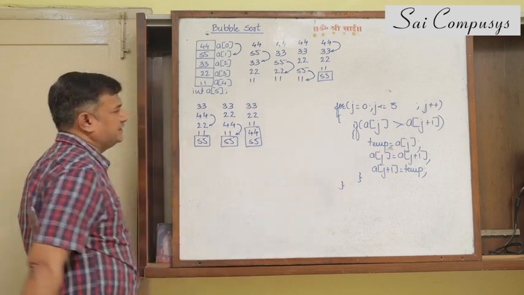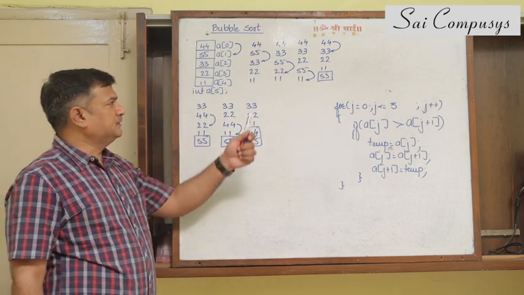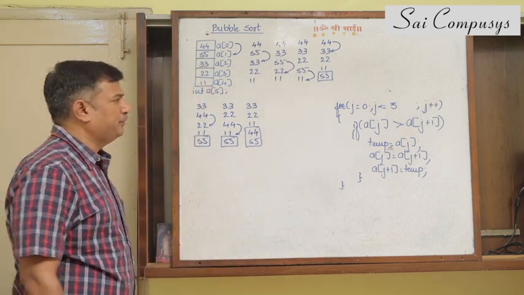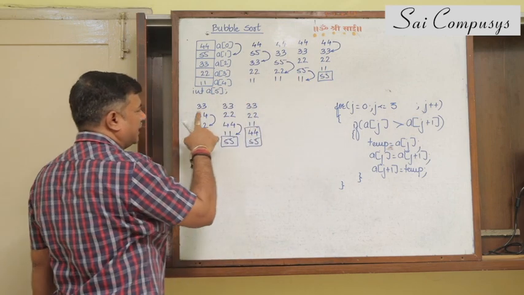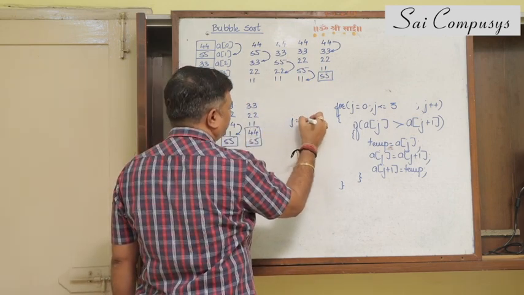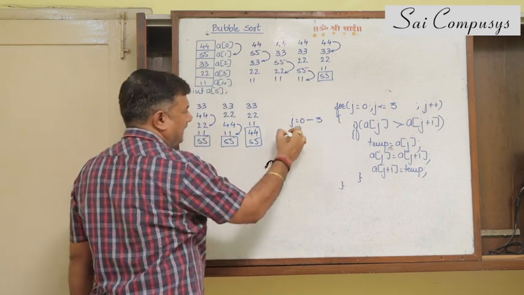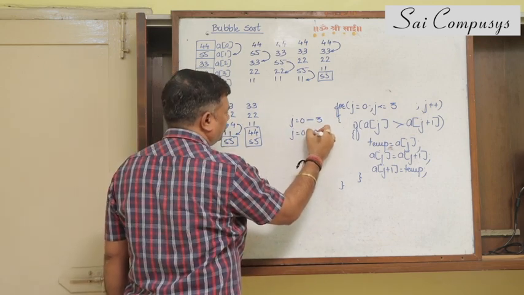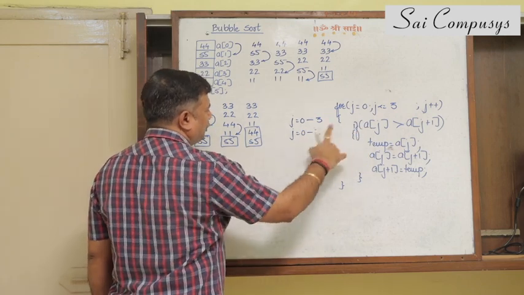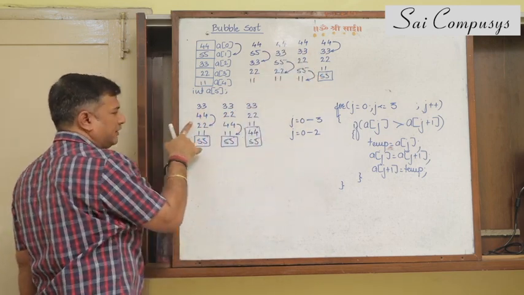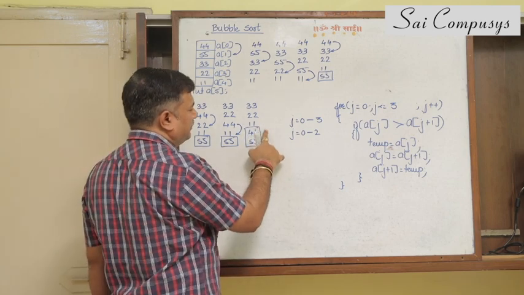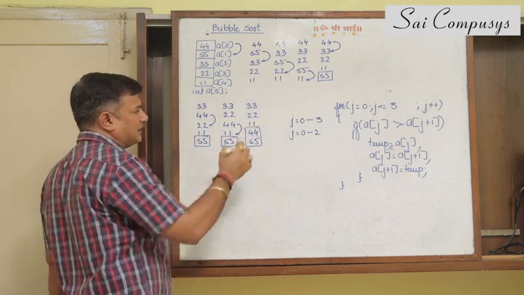That means the same loop of j has to be repeated. So the first time it was repeated till this, that is A3 with A4. Now the loop of j has to be repeated A0 with A1, A1 with A2, A2 with A3. So I think first time the loop of j varied from 0 to 3. Next time it has to vary from 0 to 2. Why 0 to 2? A0 with A1, A1 with A2, A2 with A3. Now excluding these two elements, I need to perform the same thing from the starting.